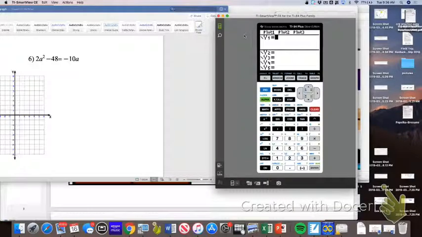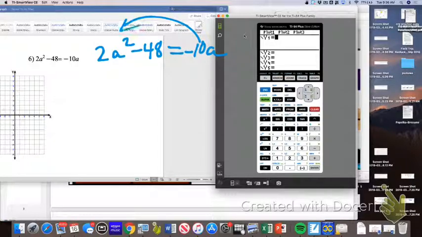We got to get it into, that's perfect, standard form. Okay, so remember standard form means, and I'm going to rewrite the original problem over here to the side. Remember standard form means that all three of these terms need to be on the same side of the equal sign. So that means that minus 10a needs to be over on the left.